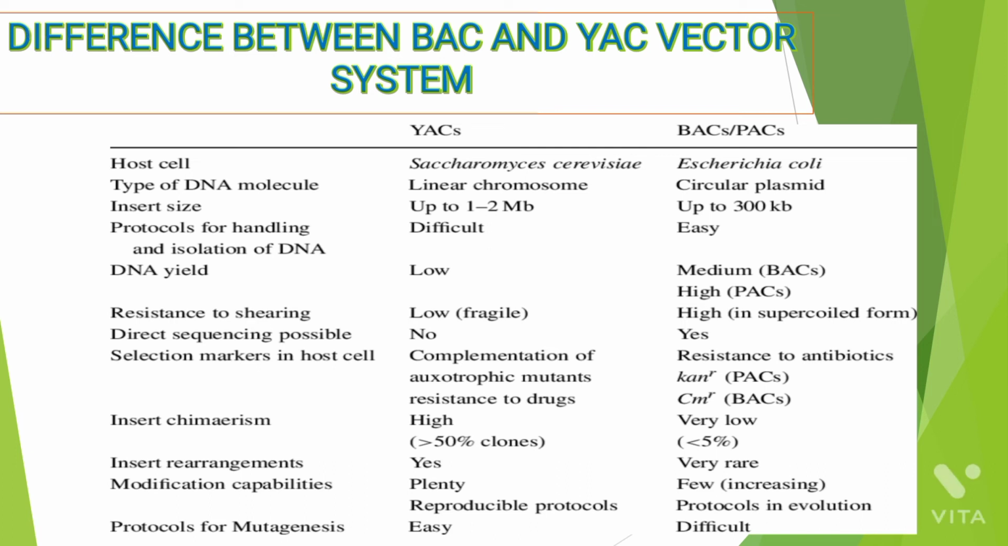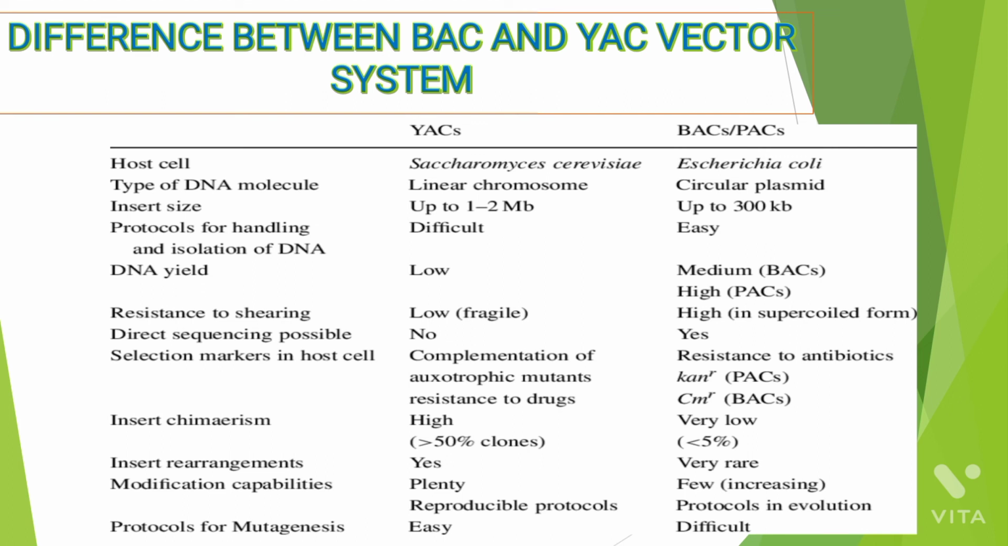Protocols for handling and isolation of DNA: YAC has difficult protocols, BAC has easy protocols. DNA yield in YAC is low, in BAC it is medium. Resistance to shearing is low in YAC and high in BAC. Direct sequencing: in YAC it is not possible, in BAC it is possible.